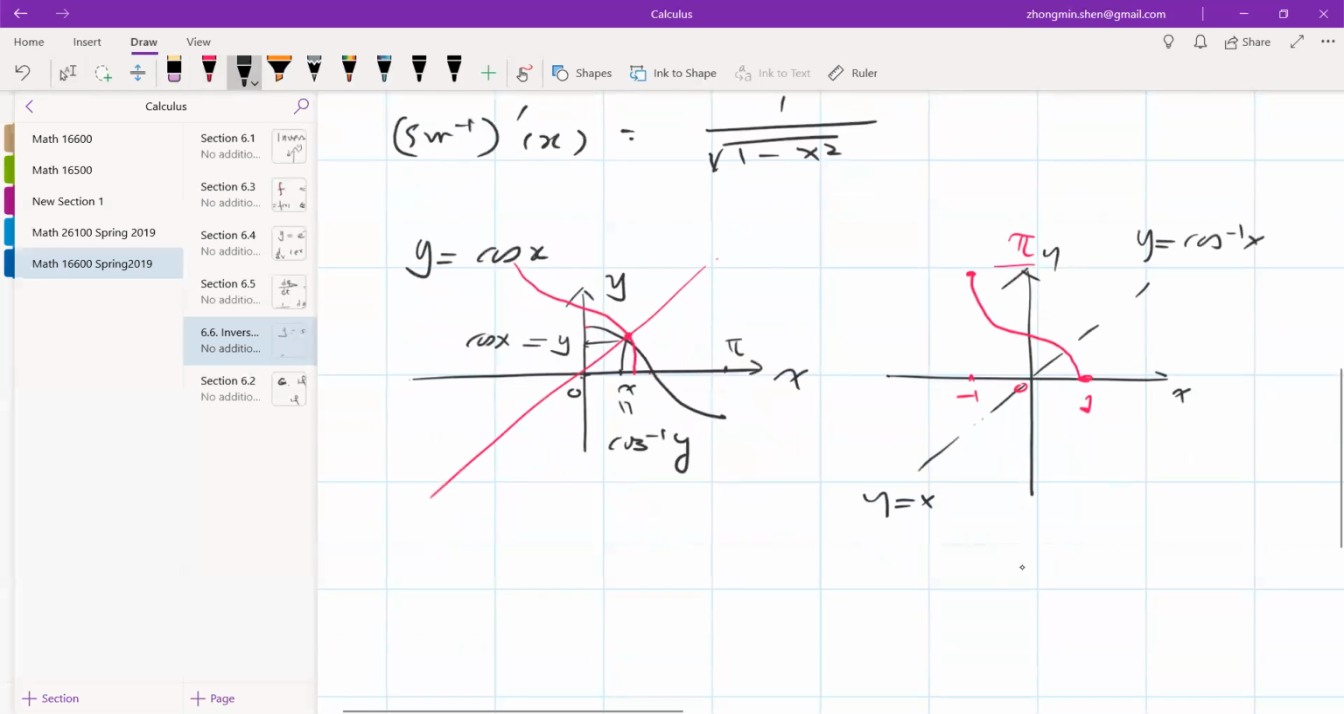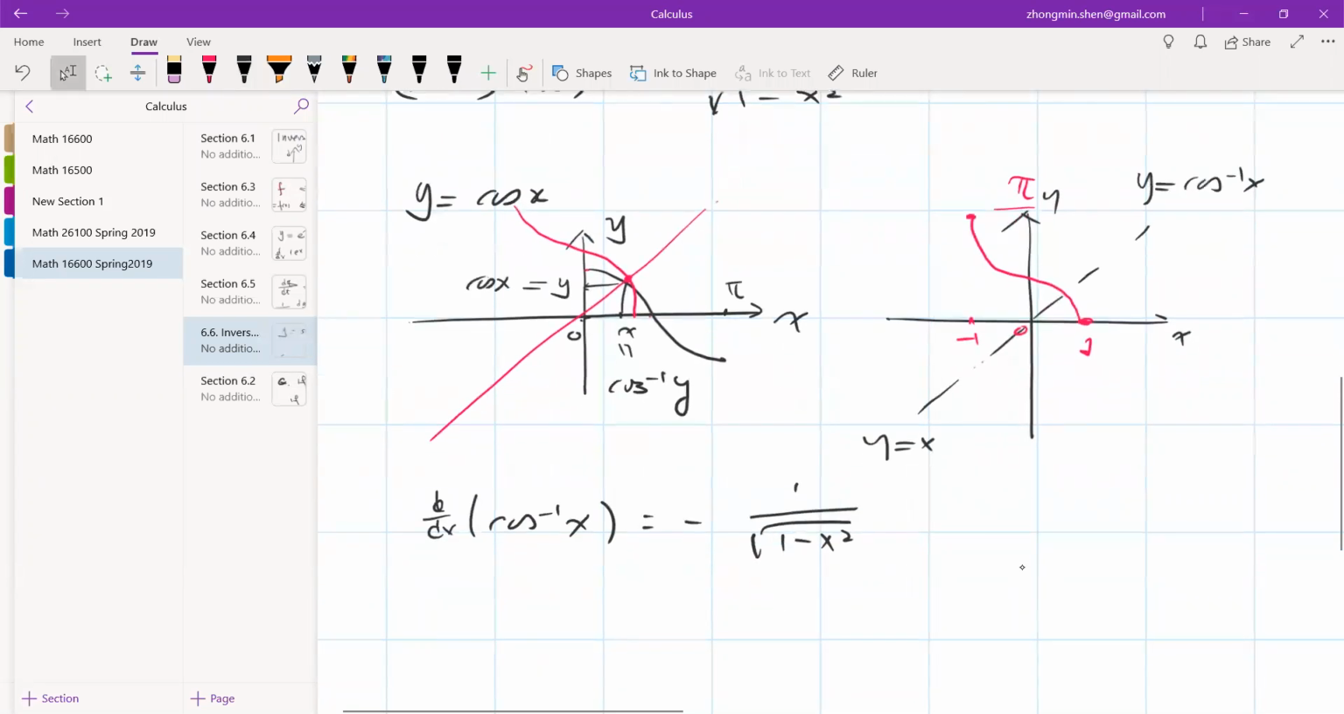And for the same reason, the derivative of arc cosine, we can get negative 1 over the square root of 1 minus x squared. Okay, so by similar argument, I'm not going to go through this. Same argument as above. Yeah. Okay.